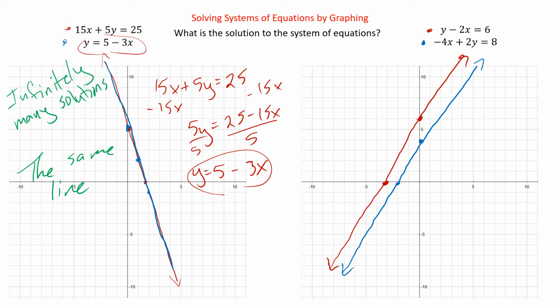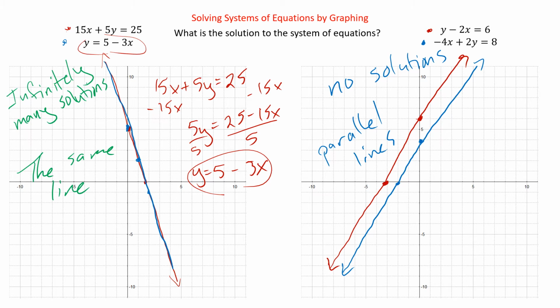What do you notice about these two lines? I notice that they're parallel, which means they don't intersect, which means we have no solution because they are parallel lines. To test that, we could put them into slope-intercept form.